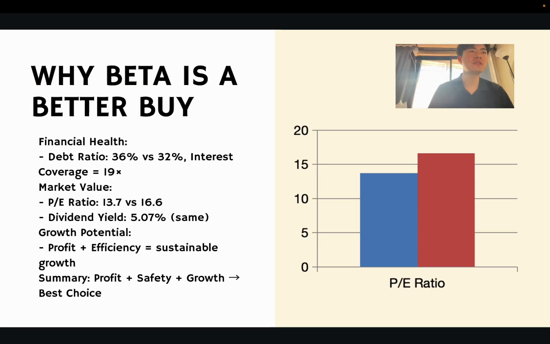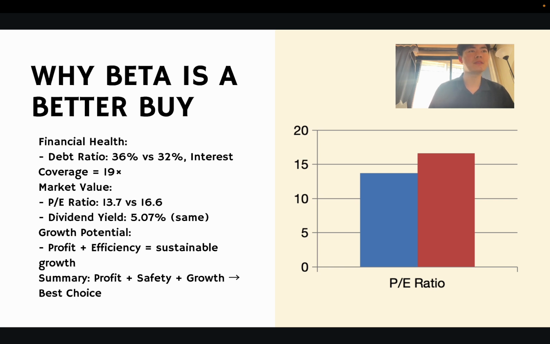Now let's talk about safety, market value, and growth. Beta has a little more debt than Alpha, 36% compared to 32%, but Beta can pay its interest 19 times with its earnings. This shows the debt is not a big risk and the company is still safe.